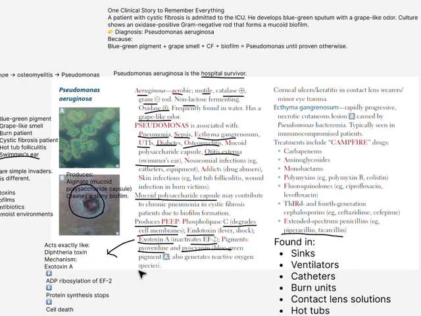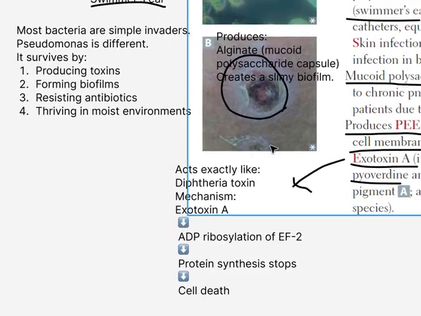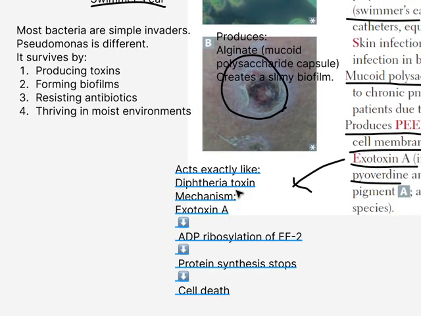Now it has an exotoxin A. What does this exotoxin A basically do? It acts like the diphtheria toxin, which causes the ADP ribosylation of elongation factor 2, which stops protein synthesis and leads to cell death. Now, the diphtheria toxin and the Pseudomonas toxin both target elongation factor 2. So it's exactly the same mechanism, and exam boards love this.